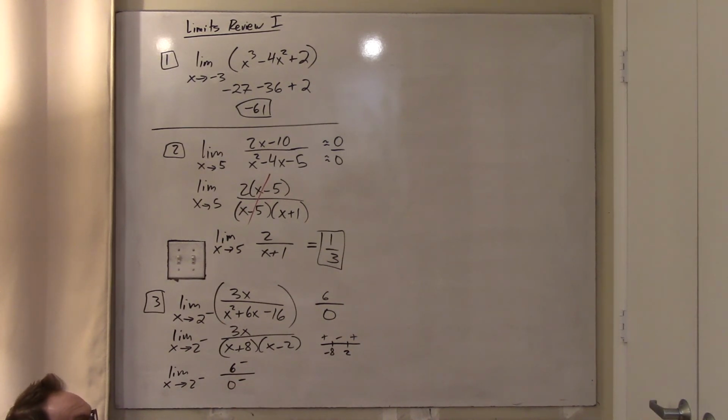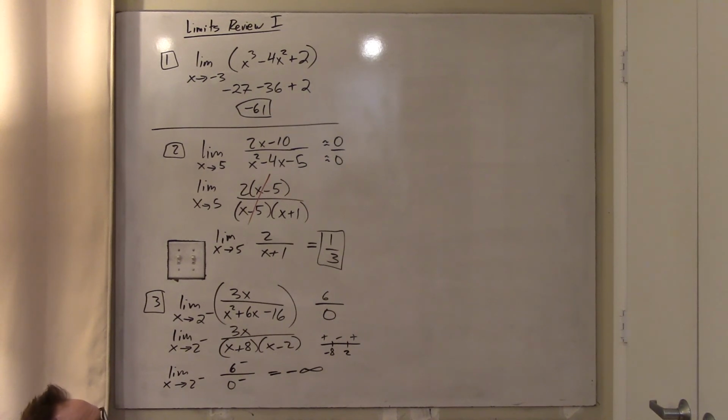And if I divide 6 by a tiny negative number, I'm going to get negative infinity. The other way to do this problem is if it didn't factor, well, then 2 wouldn't be a root, and then it wouldn't be anything worth talking about.